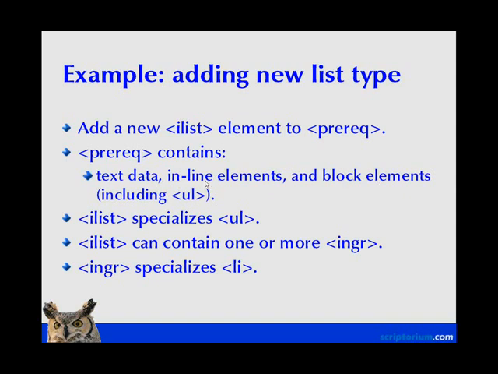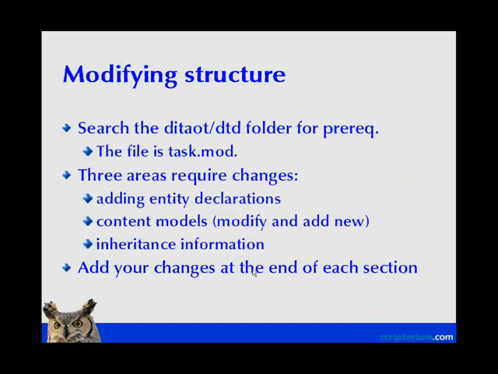Now, Prereq, the content model, is defined as text data, a variety of inline elements, and a series of block elements, including ULs. And so, as I said, we don't want to add a new element. What we want to do is specialize what's existing in this element already. And so what we're going to do is we're going to specialize UL. So iList will specialize UL, and we're going to define iList to contain one or more ingredient items. And then, for simplicity's sake, ingredient is going to specialize LI. This way, the sanctity of the original content model is preserved.